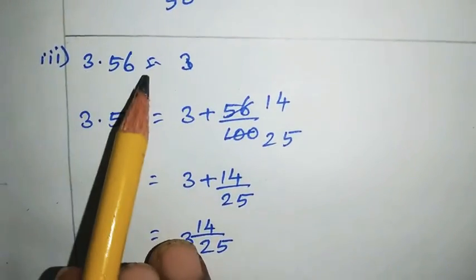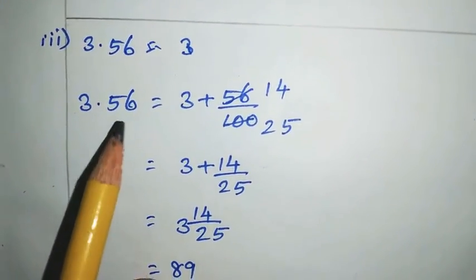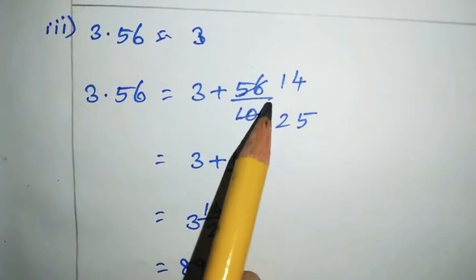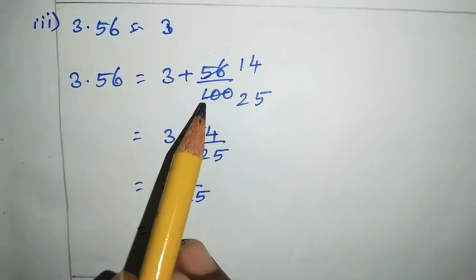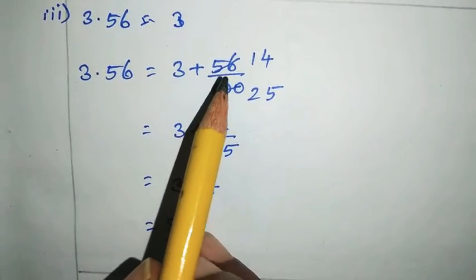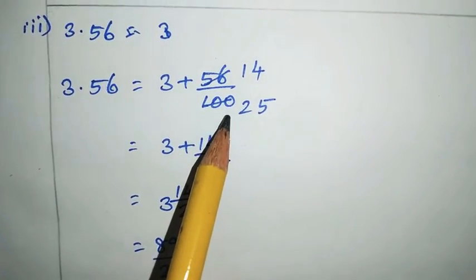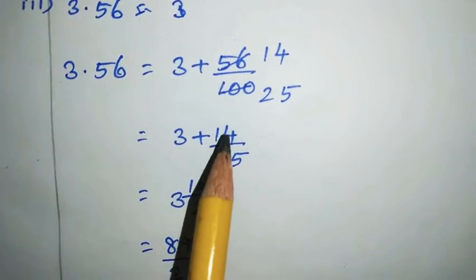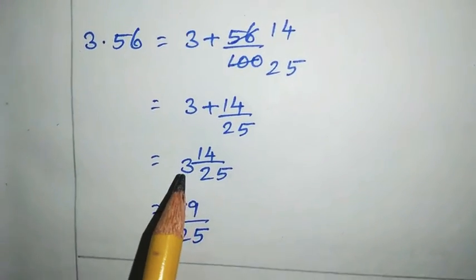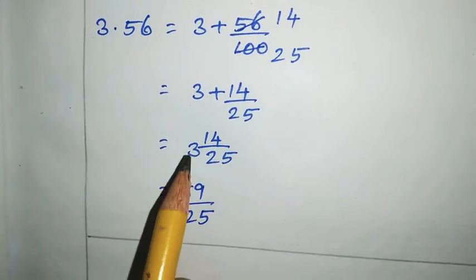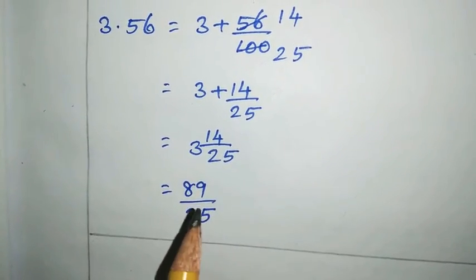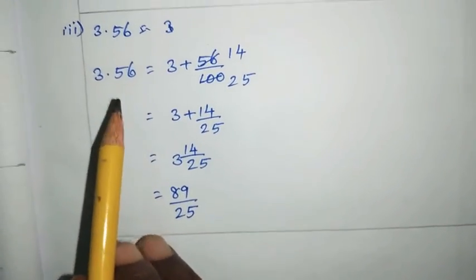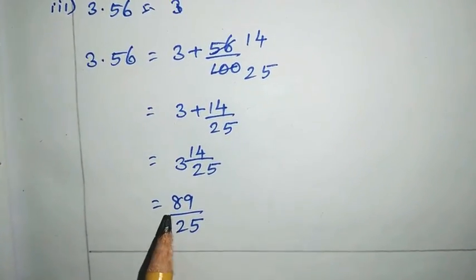Third sum 3.56. This can be written as 3 plus 56 by 100, since we have two decimal places. Here the common factor is 4. Therefore we are dividing the numerator and the denominator by 4. We get the fraction as 14 by 25. That is 3 plus 14 by 25. That can be written as 3 14 by 25. If you convert this mixed number into an improper fraction, we get 89 by 25. Therefore, 3.56 can be expressed as the fraction 89 by 25.